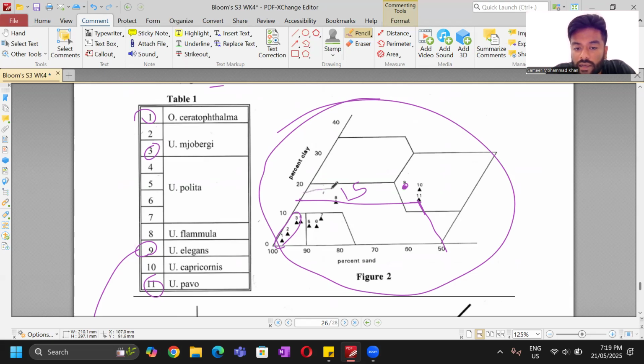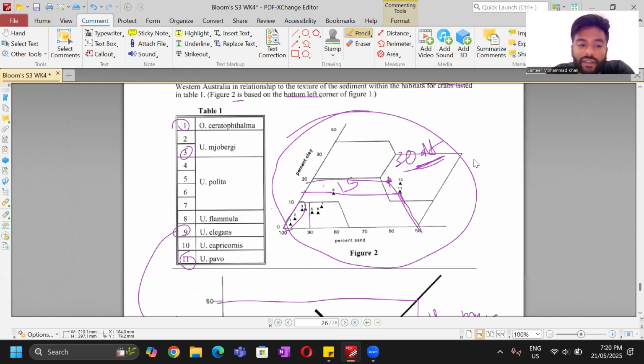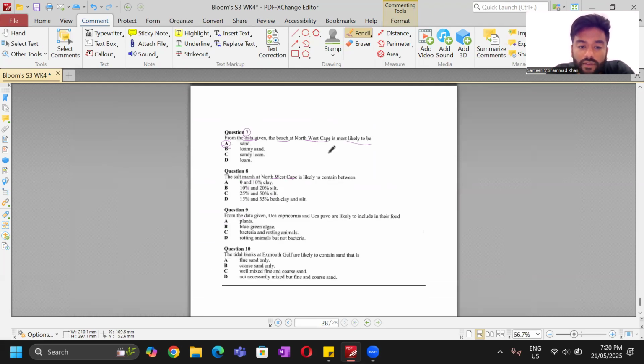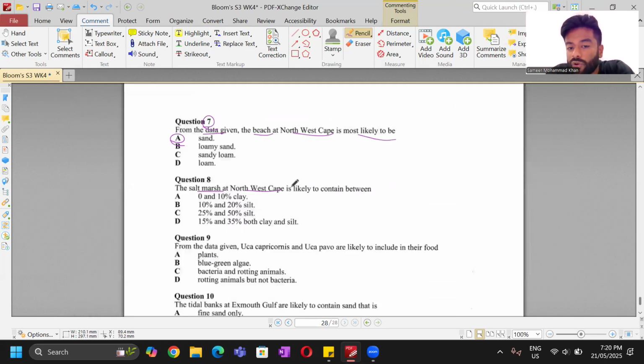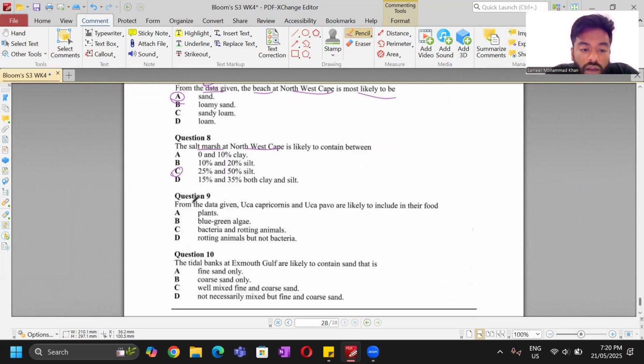So what do we notice about elegans? Well, elegans is basically like you could say, I don't know, 20% clay, right? And it's still around 50% sand, right? So 20% clay, 50% sand. That leaves you with 30% silt, right? So there's probably like 30% worth of silt that you have to investigate. So the salt marsh, Northwestern Cape, likely contains between 25% and 50% silt. All right. So 30% just falls in that range. Best answer.